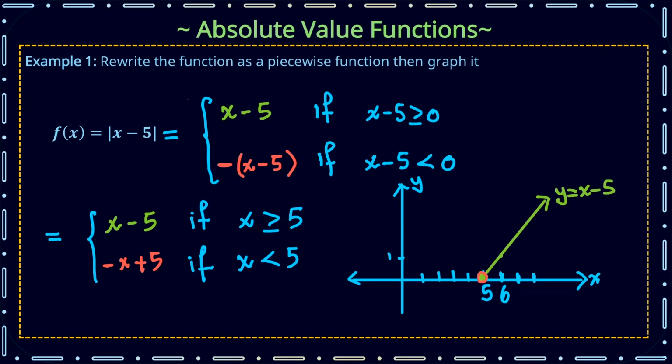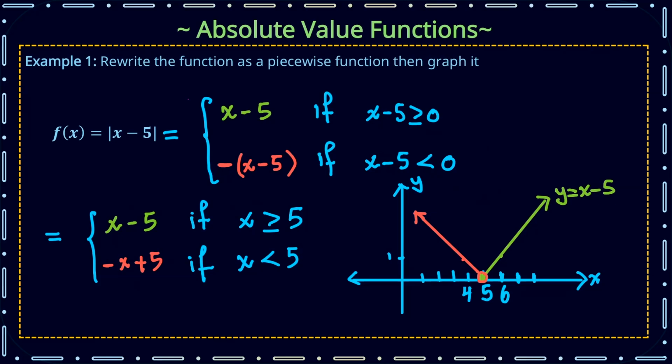To draw the full line, I need another point over this interval, x less than 5. I can choose, say, 4, 3, 2, or 0. Let's plug 4 into x. You get negative 4 plus 5, which is equal to 1. So at 4, we have 1. Connect the 2 points. Remember that the first point is just a hole. There you have the full graph of absolute value of x minus 5.